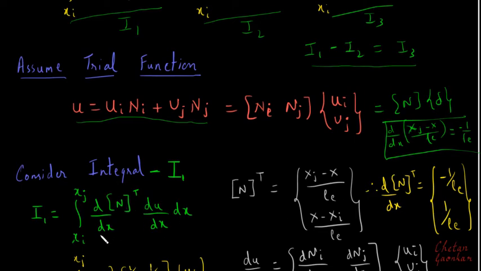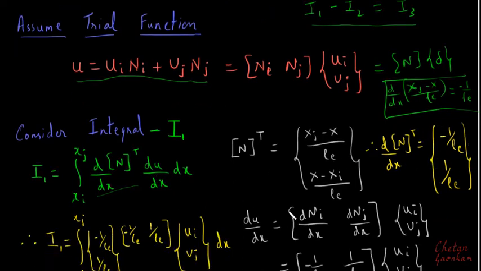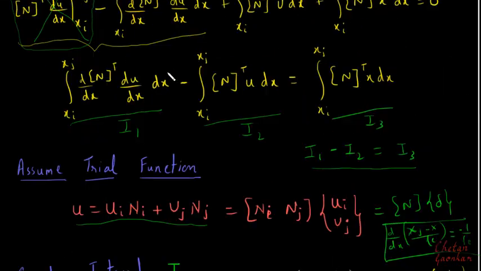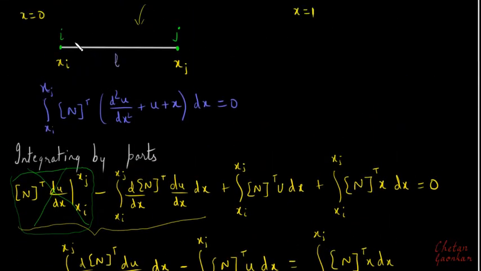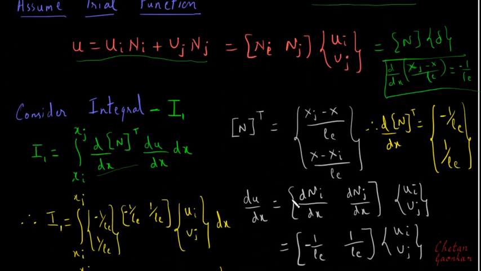That is what I have written here, and similarly here it will be plus 1 by le. So wherever I have the derivative of N transpose, I will substitute this term, and where I have du by dx, I will have to take u. I know that u is nothing but this term, and when I say derivative of u, I have to take the derivative of Ni, Nj, and ui and uj are nothing but the unknown values at node i and node j, which are independent of x. So when I take the derivative of u with respect to x, I need not do anything to these values because these are the unknown parameters at the nodes.